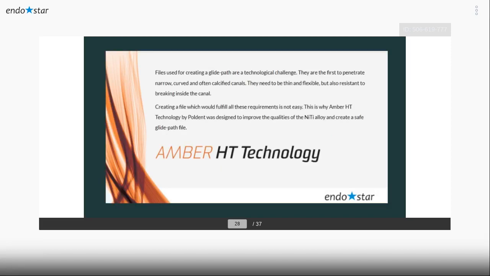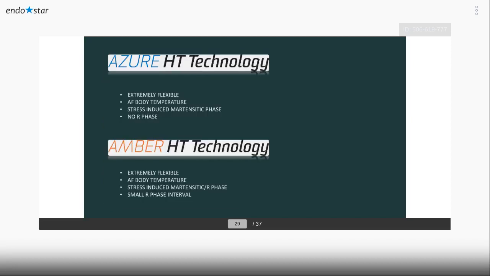We all know that these guys came out with the Azure HT technology just a year back. Then why develop a new heat technology? The answer is simple. In the Azure HT technology, there is no R phase. When the file is introduced inside the canal, it converts into its austenitic phase since the AF is at body temperature. Now, when the Azure file is rotating inside the canal, there is a stress-induced martensitic phase, which this file is known for, which helps to maintain its flexibility.